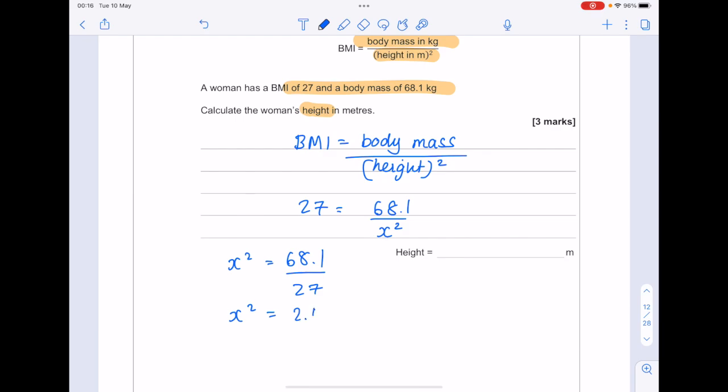And that's 2.52 recurring. And then remember to square root to find x, to get 1.588. So to 3 significant figures, 1.59.